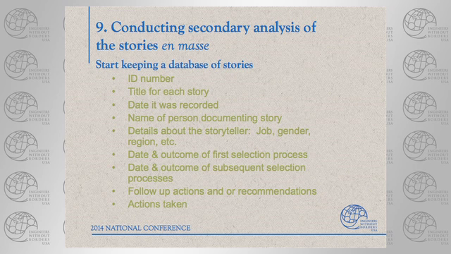An ID number, title, date it was recorded, who documented it, who told it, details about them, the selection process, any subsequent selection process, follow-up actions or recommendations, and then what actions were actually taken. So I look at this as the metadata for all the stories. And if you have the metadata, you can put it into a database and you can start sorting on it. Sometimes the metadata will help you sort it into domains.